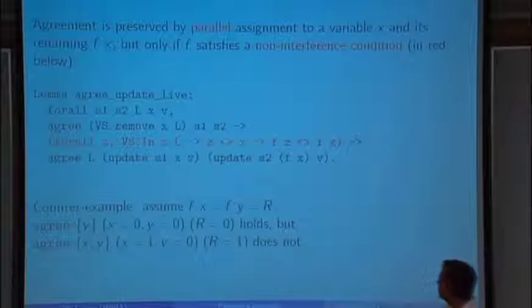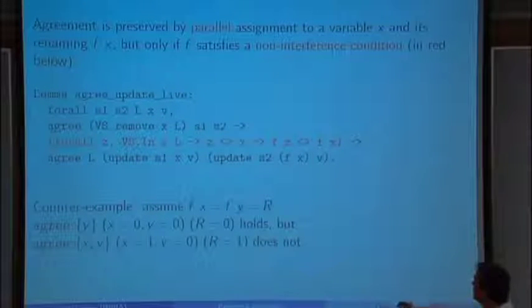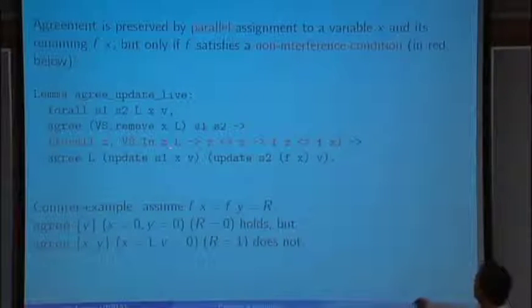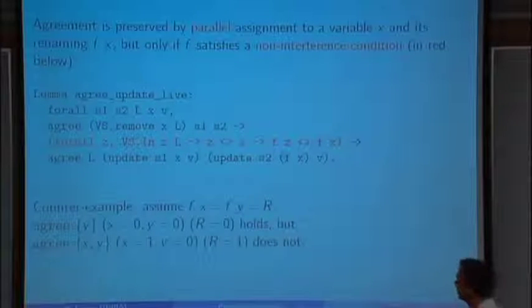What is different is preservation by parallel assignment. Okay, so the original code assigns V to X. The transformed code assigns V to f of X, the renamed X. And that will preserve agreement, but only if no other variable Z that is live after is mapped to the same location as X.